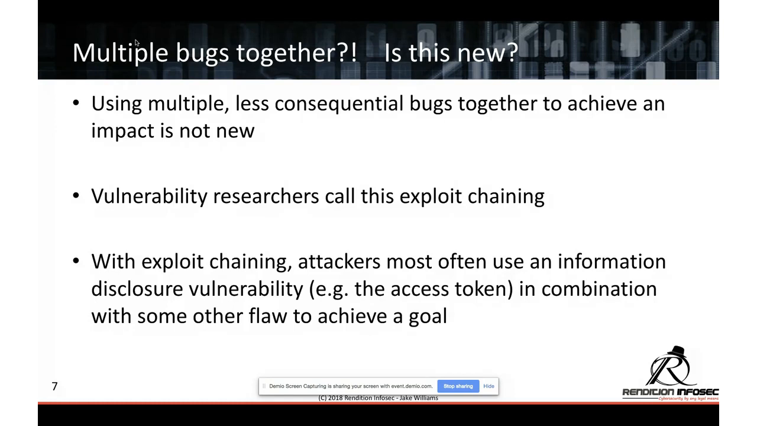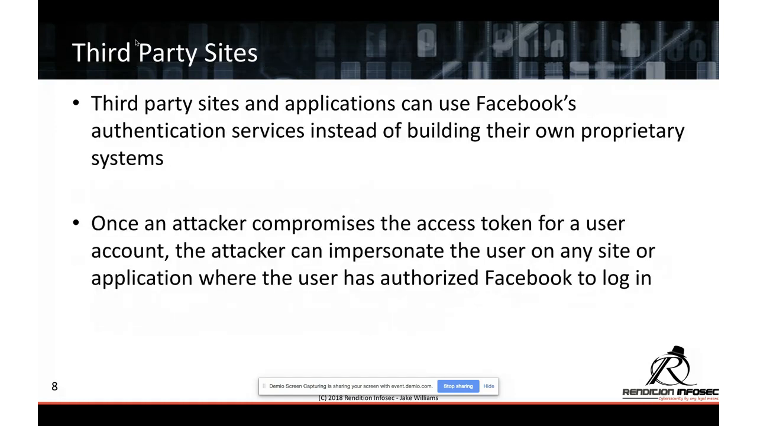Right? So I want to talk about third-party sites, because this is probably one of the more important pieces to discuss. Third-party sites and applications use Facebook's authentication services, and they do this because it's easier than building their own proprietary systems, and they also get a lot of data analytics built out from the ground up. And the problem is that once an attacker compromises the access token for a user account, the attacker can impersonate the user on any site or application where the user has authorized Facebook to log in.